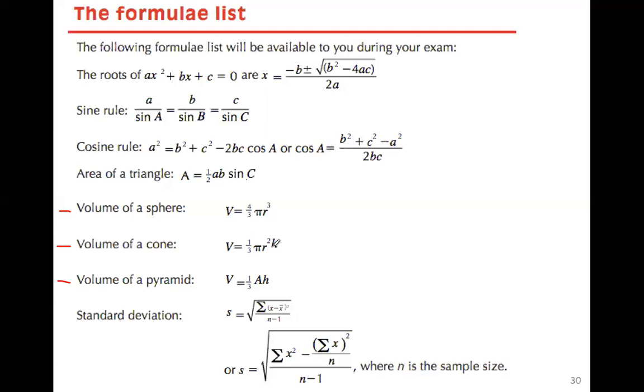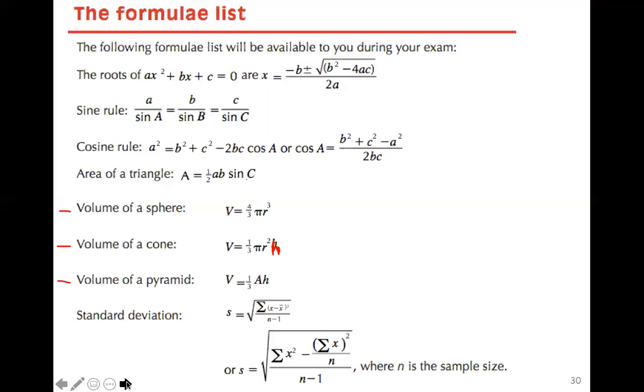So it's r squared times h, not r to the power 2h. It's r squared times h. And the last one, 1/3 of A, being the area of the base of your pyramid, times h. So how do I know that A is an area? Because the only time you're going to get a volume is if you times a centimeter squared with a centimeter, that's when you're going to get a centimeter cubed. And that's why this A stands for an area.